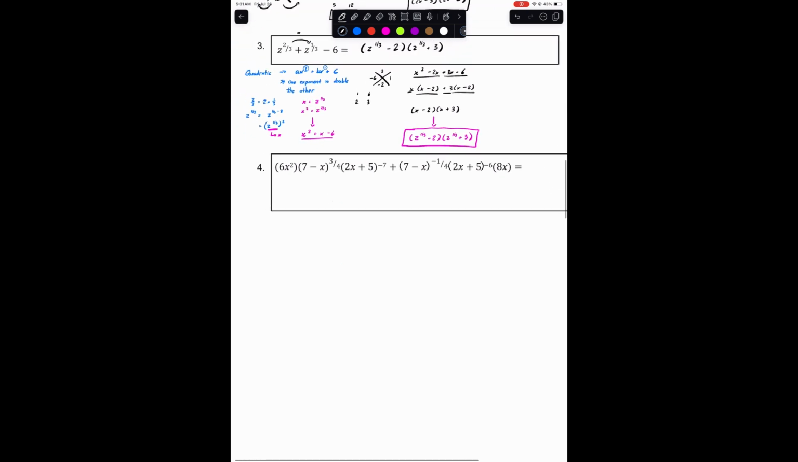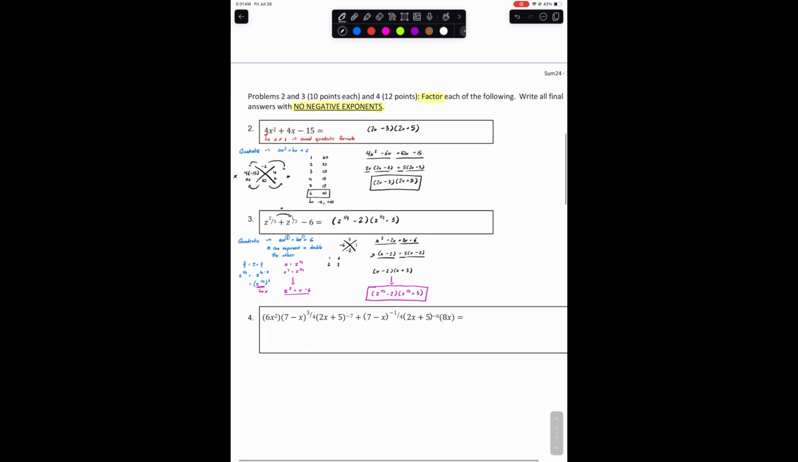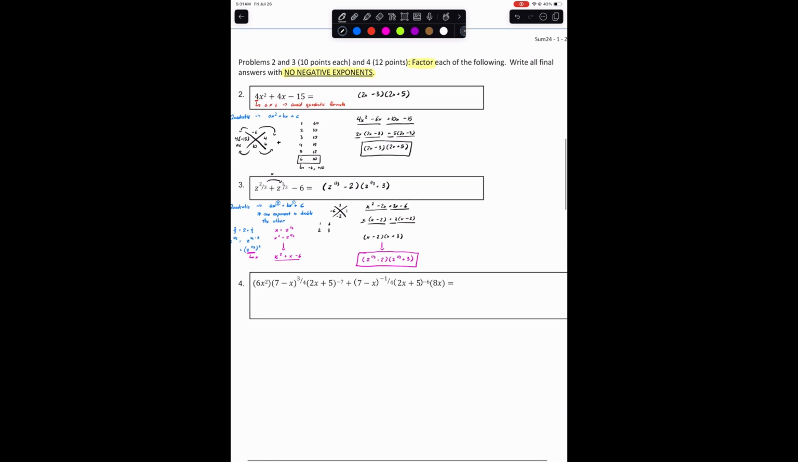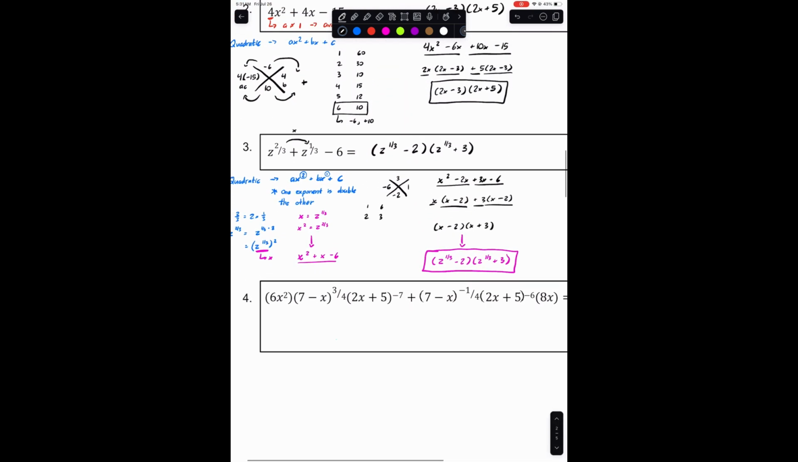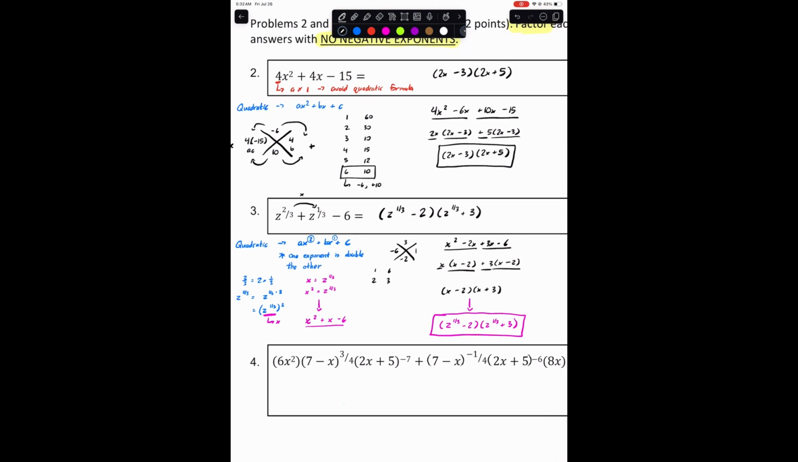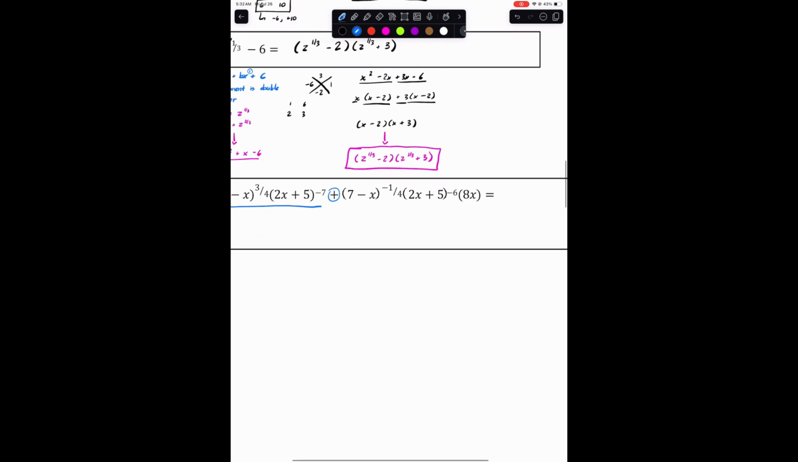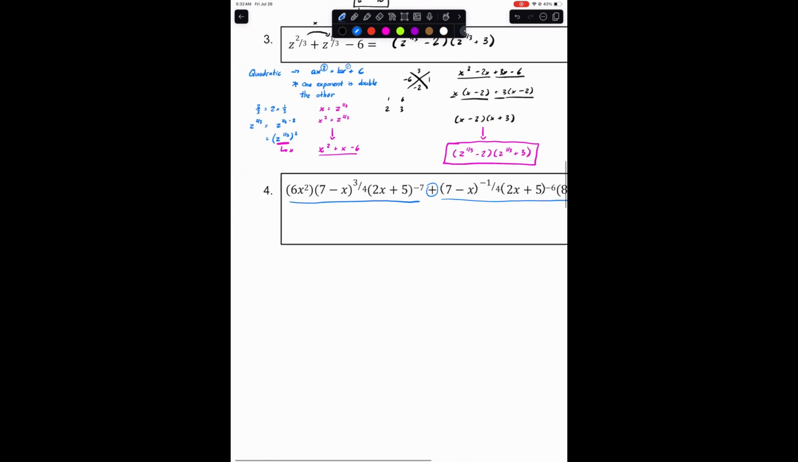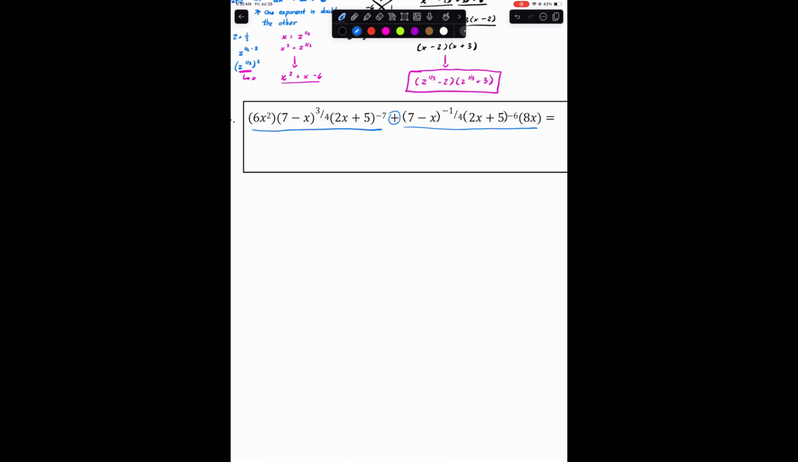All right. Number 4. Oh, this is good. Number 4, I'm to factor. Here we're not going to use the butterfly method to find the factors. We have a sum of two terms, this one right here and this one right here. And so the strategy would be to find common factors, take them out and then simplify.